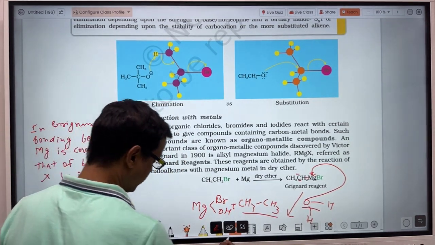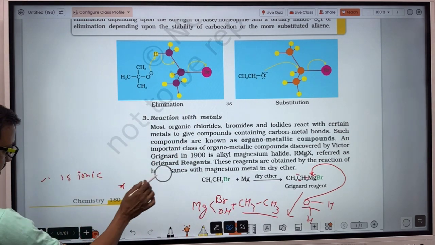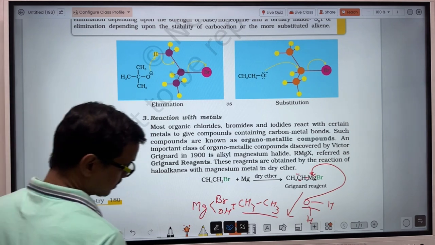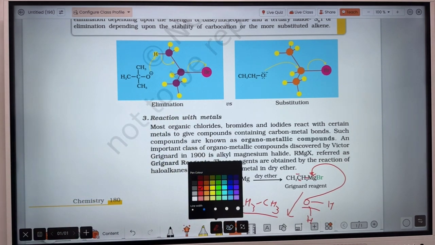Okay, so that is a very important point. The students who are preparing for the NEET examination and JEE Main examination should keep this information in mind, because there is a high probability of asking this question.